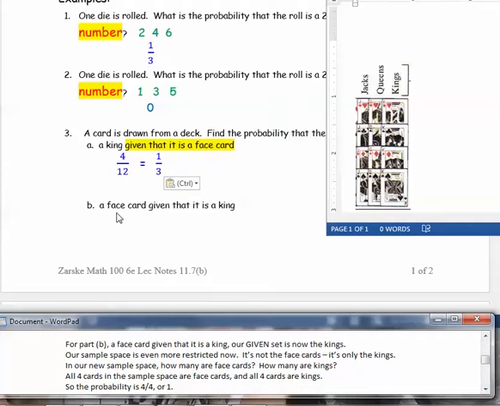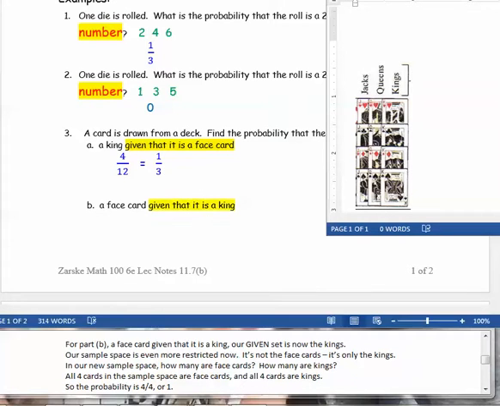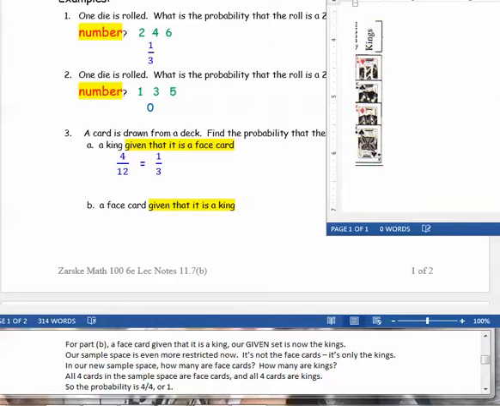For part B, we want the probability that the card is a face card given that it is a king. Our given set is now the kings. That restricts our sample space even more. Our sample space for 3B is not the face cards. It's only the kings. This is not our sample space for part B. This is our sample space for part B.